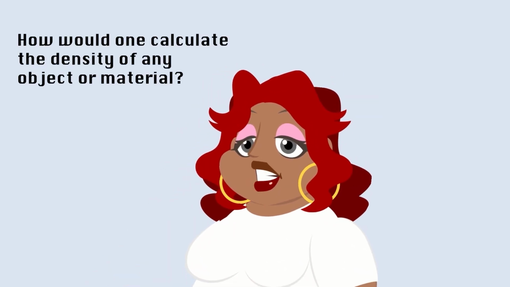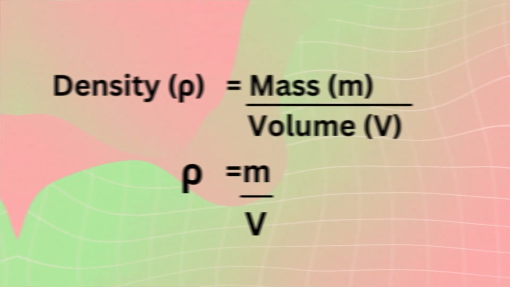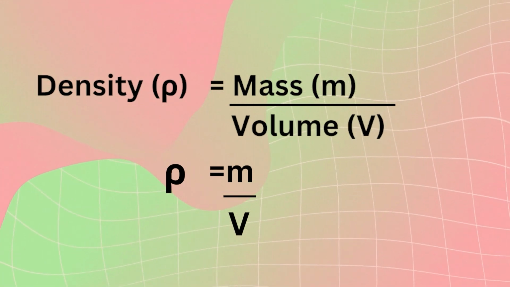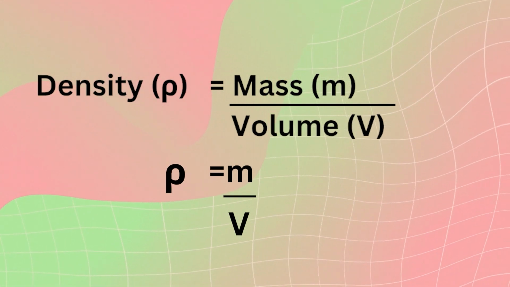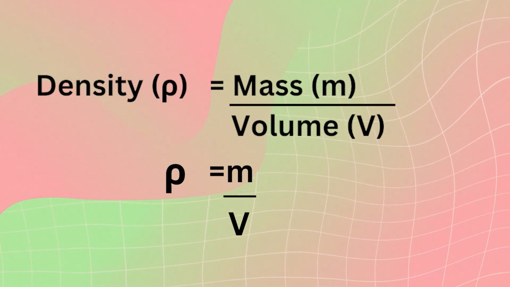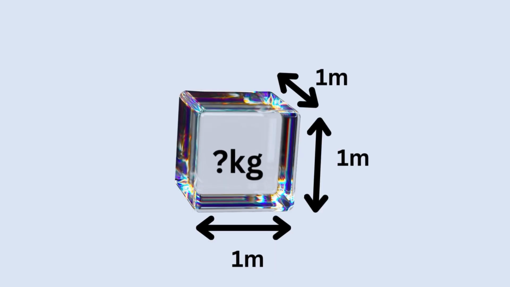How would one calculate the density of any object or material? We can use the formula: density is equal to the mass of the material or object divided by the volume of the same material or object. It is useful to note that the standard international unit for density is kilograms per meter cubed. This unit helps us to express how many kilograms are within 1 meter cubed of space.